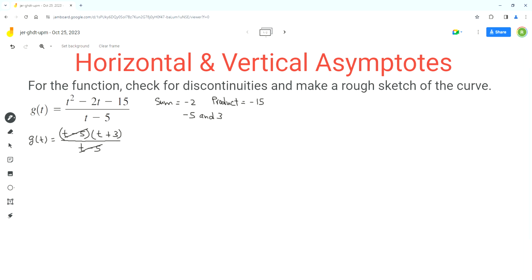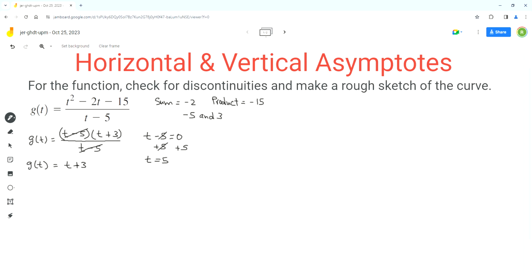Now to find the t value for this hole, we should set the binomial equal to 0 and solve for t. We can isolate t in this equation by adding 5 to both sides. So the 5's on the left side get cancelled out and we get t equals 5. This is the t coordinate of the hole, and now we can rewrite the g of t function as t plus 3.